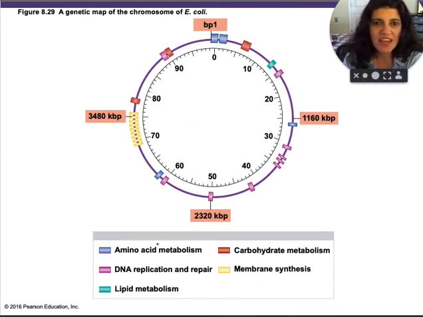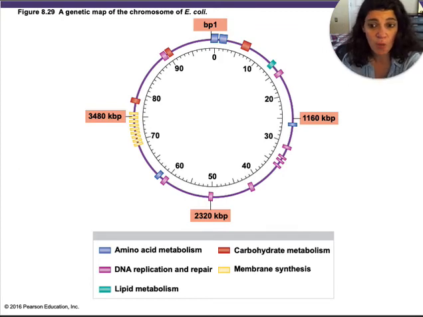Okay, this is just a genetic map showing a circular chromosome of an E. coli, and these are the genes that can be present in specific bacteria. These are like sizes, right? You have 3,480 kilo base pairs. So it's 3,480 times 1,000 base pairs. So just so you see how many base pairs, all these different nucleotides in pairs, can be present in the genome of this bacteria.